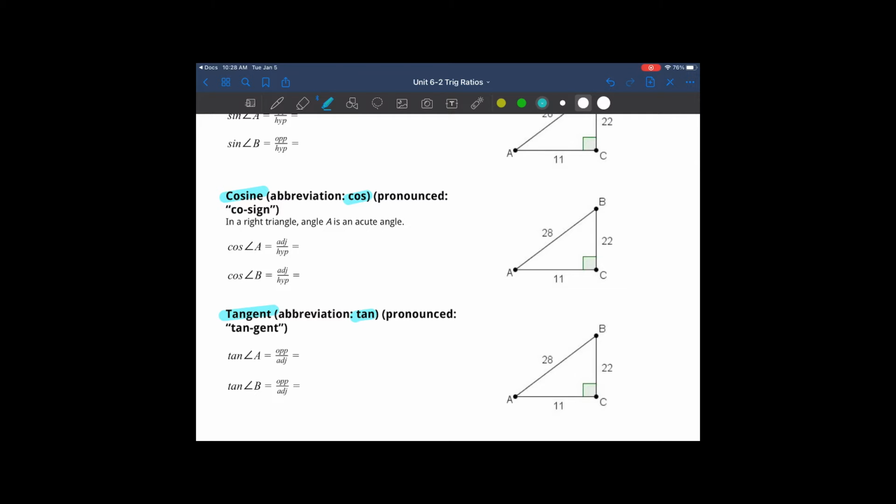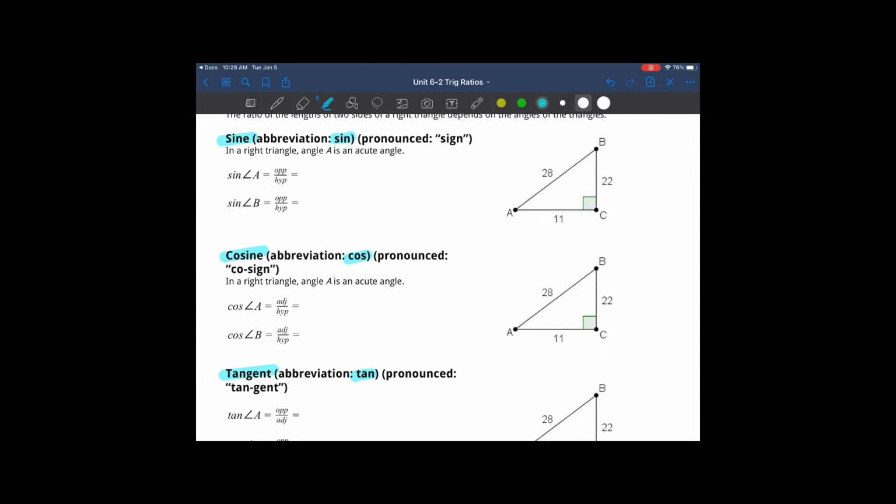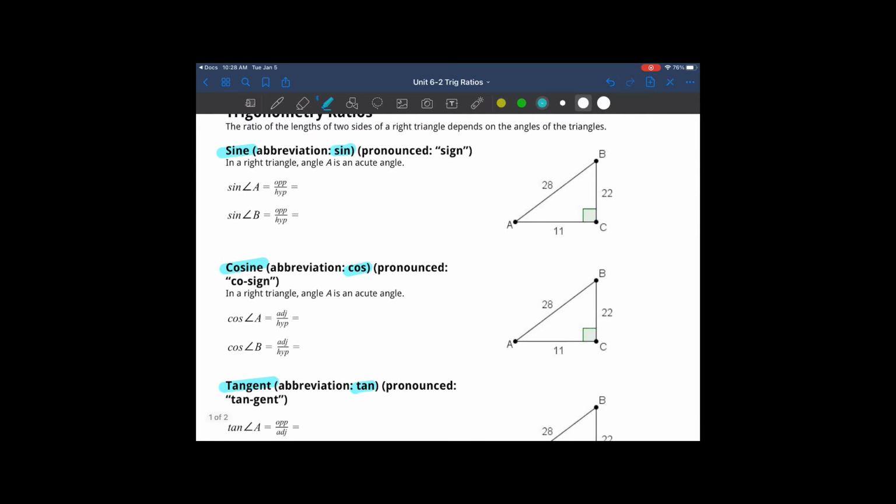So when you're talking about these three functions, you're not saying sin, cos, and tan. That makes you sound foolish. You're saying sine, cosine, and tangent. That makes you sound intelligent. So as we go through these, just remember that. Let's start off with sine, and let's read about what it does.